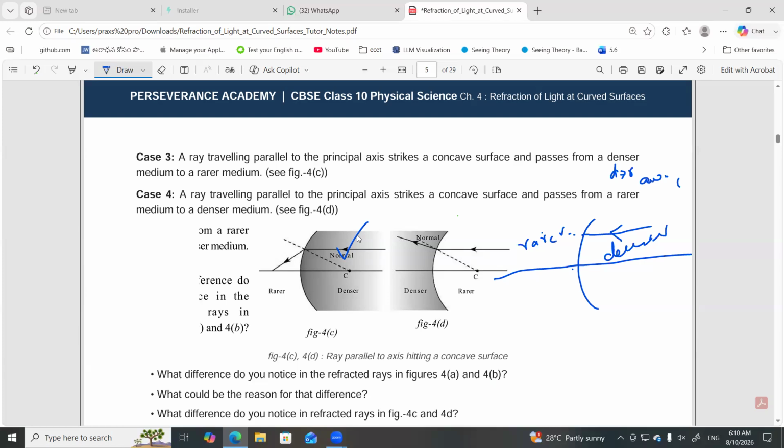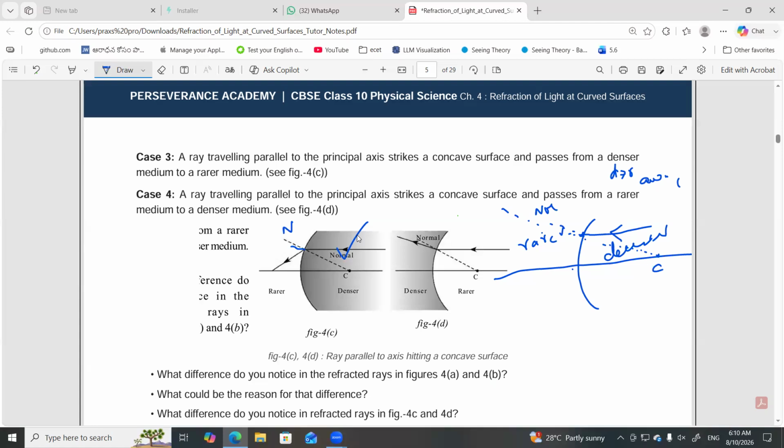So away from the normal, it has to bend. But where is the normal here? What is the normal line? We already know that the line joining the point of contact to the center of curvature is the normal. So this is the normal line.